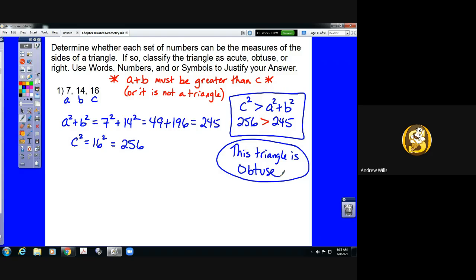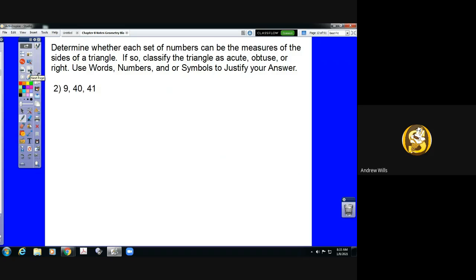All right, so let's try another one. Okay, 9, 40, and 41. Once again, we need to make sure we mentally check. We need to ask ourselves, which one is C? Well, the biggest number there is 41, so that would be the C. And then the A and the B would be 9 and 40. So you just have to quickly ask yourselves, is A plus B greater than C? Well, 9 plus 40 is 49. 49 is bigger than 41, so this is a triangle. That's the first thing we need to do. Then we figure out those values.